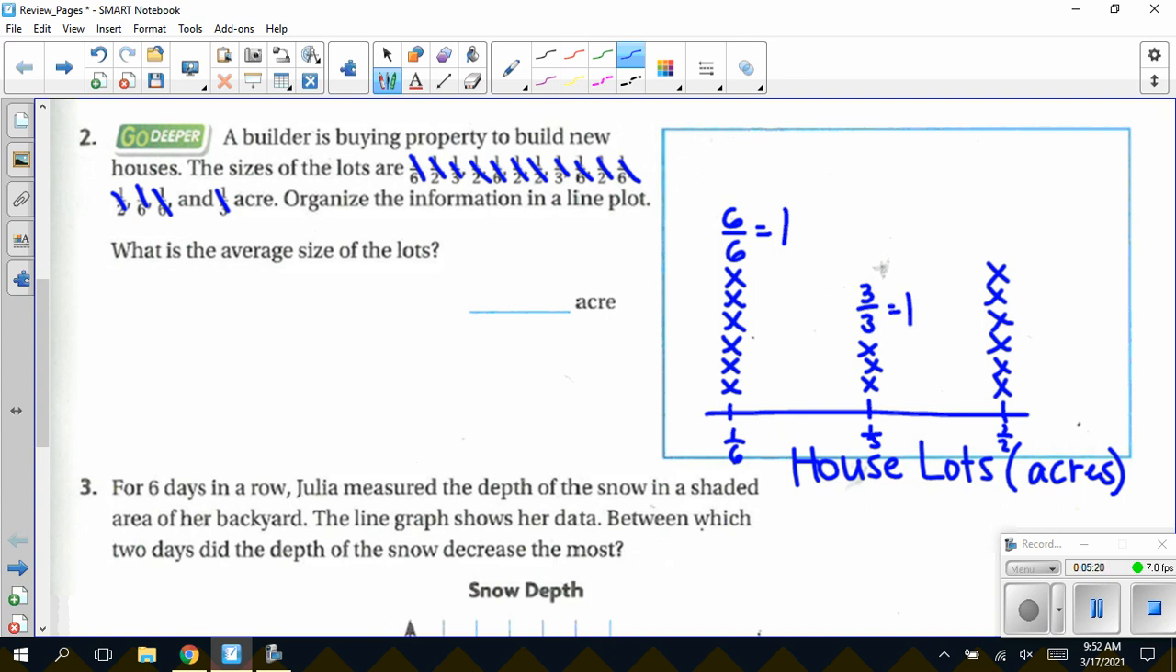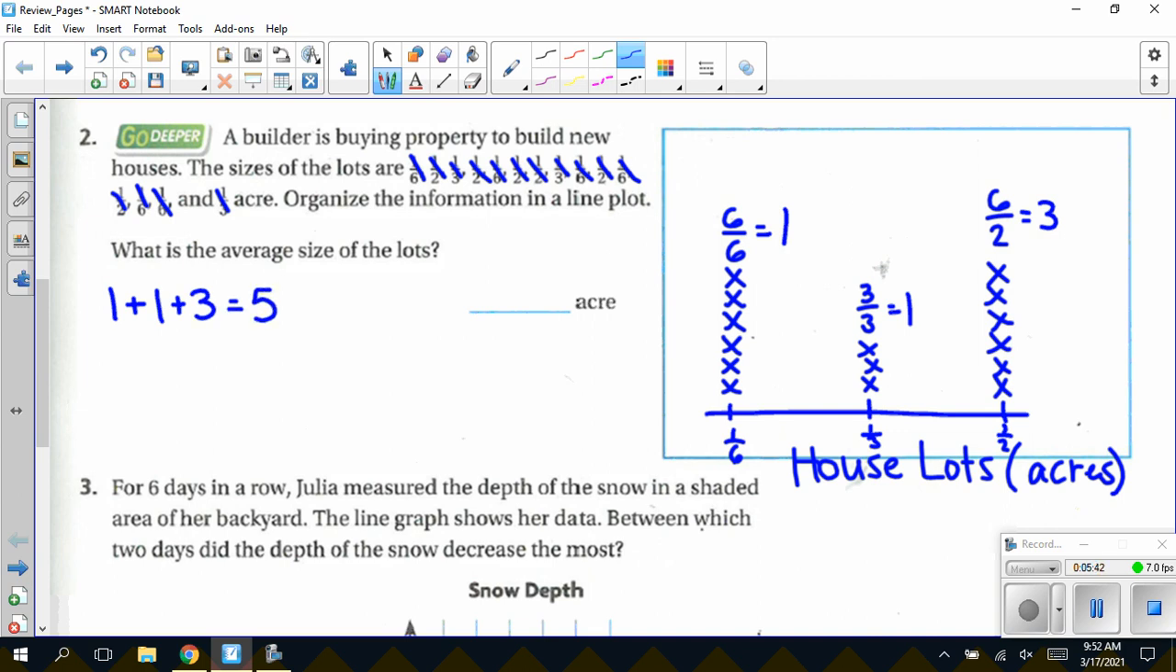Now, for the 1/2, remember I have 6 of those 1/2, so I would have 6 halves, or 6 divided by 2 equals 3. So now I can add those 3 numbers together. So I have 1 plus 1 plus 3, that does equal 5.